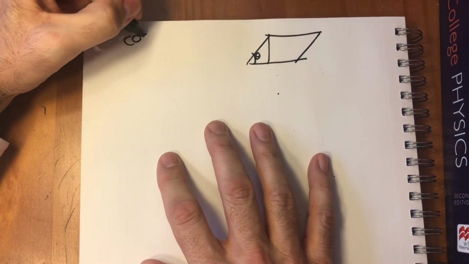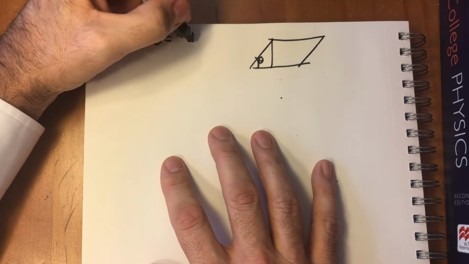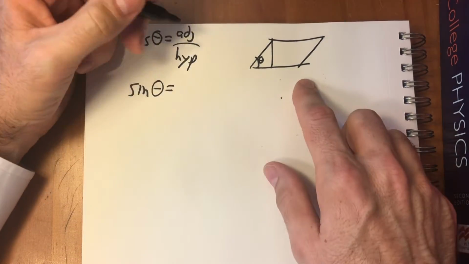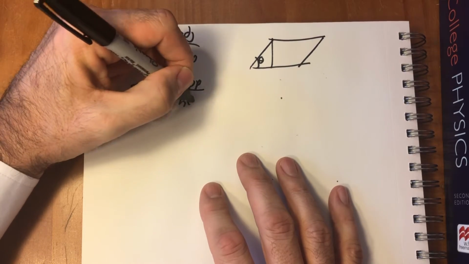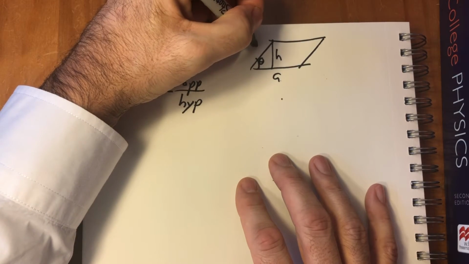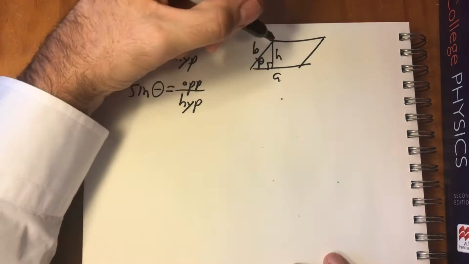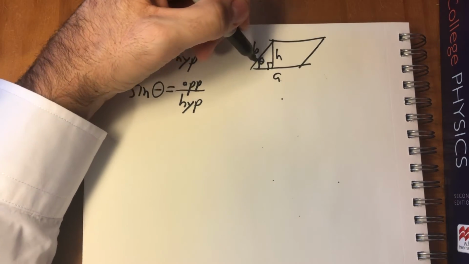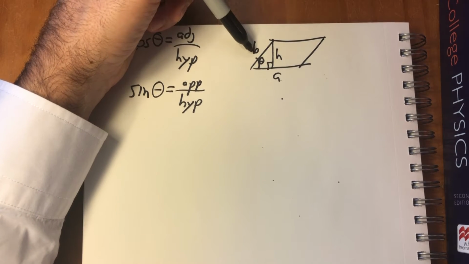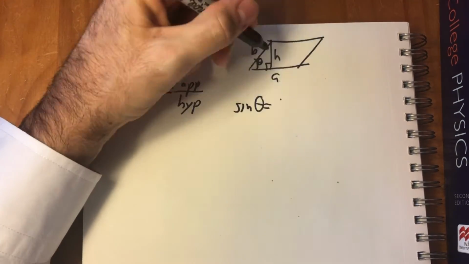Remember I told you that cosine was adjacent over hypotenuse. Sine, of course, is opposite over hypotenuse. That's exactly what we have here. We have a, h, b. This is the height. This is the perpendicular up to this corner. So the sine of this angle is the height, this leg, over the base. So the sine of theta in this picture is h over b.